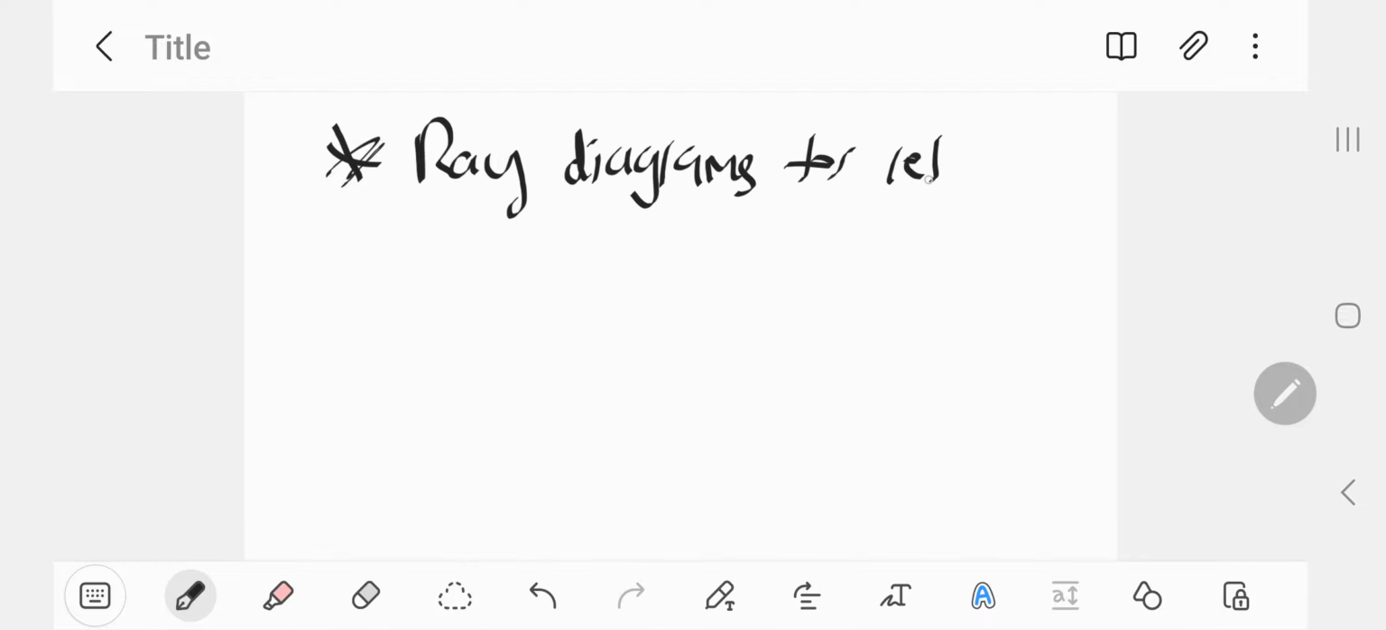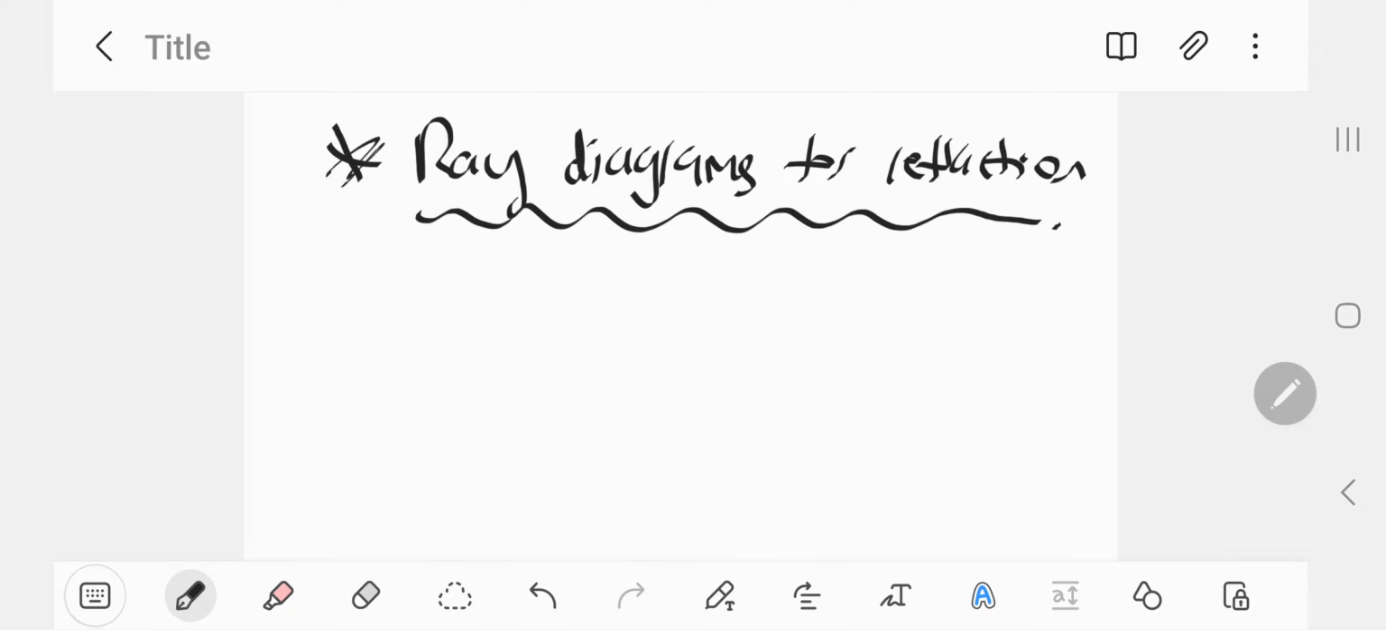This is a video looking at ray diagrams, particularly for refraction. What's refraction? Well, refraction is basically a phenomenon through which light bends as it moves from one medium to another. So a medium is like a substance. It could be anything, could be glass, air, water, diamond.